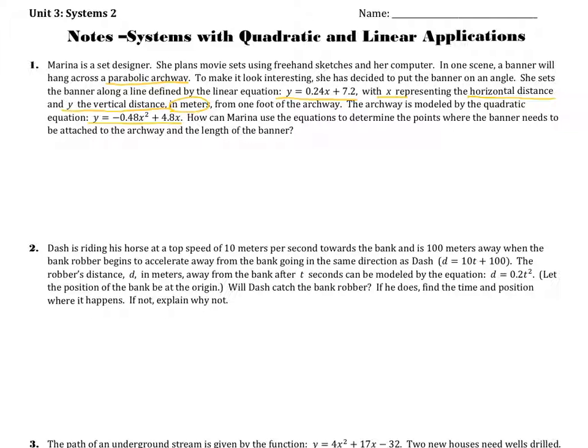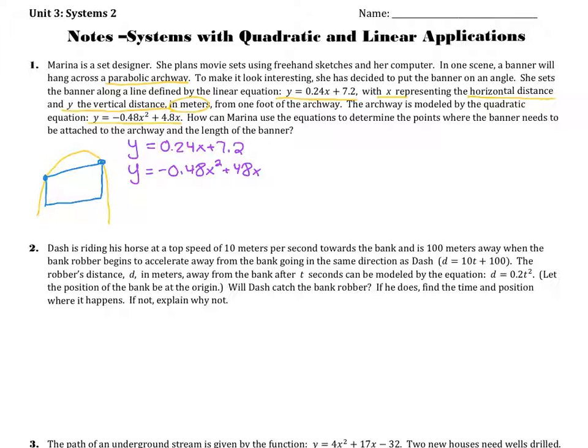So I'm going to draw a little picture to kind of help me. Here's the parabolic archway, and she wants to hang the banner on an angle, and it's going to attach to points there, and then the banner's going to hang down. So I want to find where the banner is going to intersect the archway. So I'm going to take my banner equation and my parabolic archway equation, and I want to find out where they're going to intersect.